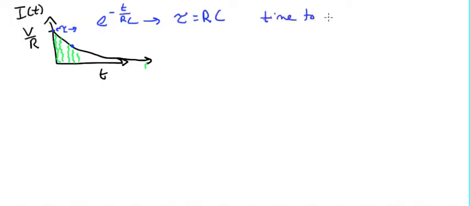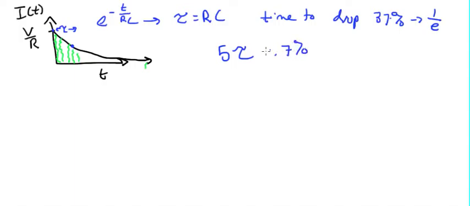So more or less, tau is the time to drop by 37%, 1 over e. So more or less the way you can think about this, in 5 taus, the current will have ended up being 0.7% of what it initially was, or if you think about the voltage or the charge, it ends up being 99.3% of its long time infinite value. So this is, more or less, the time that it takes to be fully charged, because 99.3 is pretty much 100%.